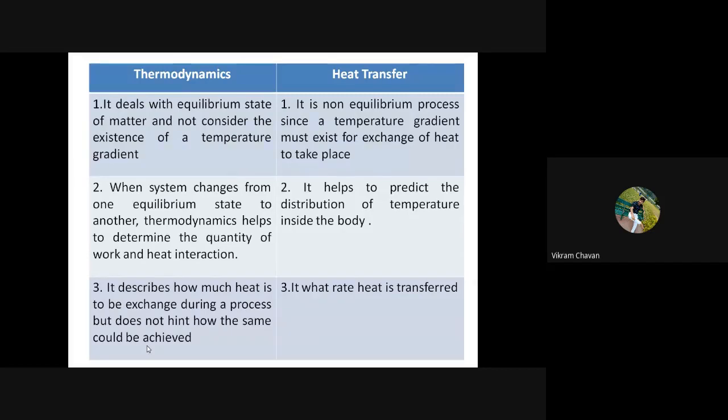Third point in thermodynamics: it describes how much heat is to be exchanged during a process, but does not hint how the same could be achieved.